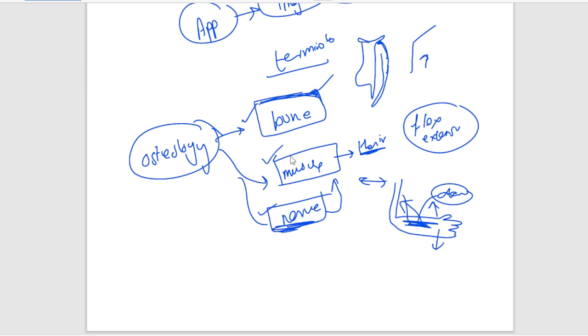The second thing is the muscle. For example, this is the bone. The movement of the bone, this action, is done by the muscles. And the third thing is the nerve. The nerve stimulates the muscle to contract, and after contracting, the bone moves up and down, flexion and extension. Okay, so this is the nerve.